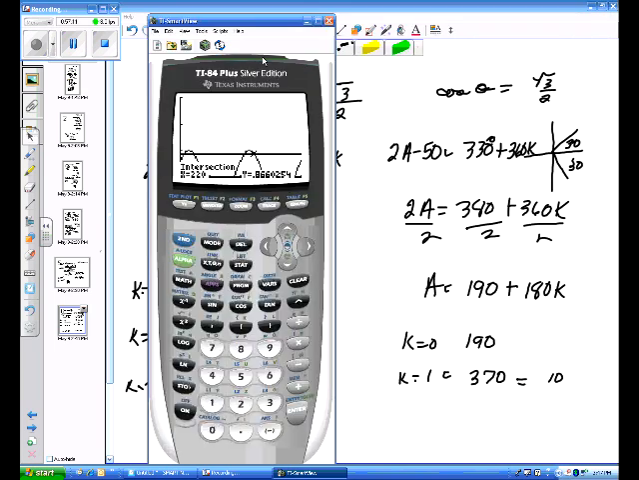So you can use your calculator to check your answers. But we go about solving our trigonometric equations the same as we do our algebraic equations, and then we give our answers.